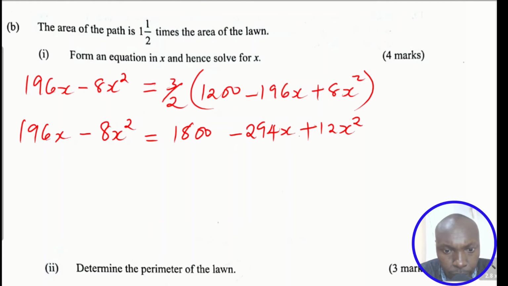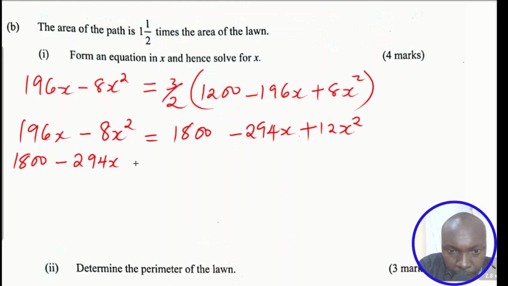We require more space here. So after doing that, you can collect the like terms together, and then you simplify these. So I'm going to begin by collecting these like terms together. That is, I can take everything to the right hand side. So 1800 subtract 294x. I'm taking everything on the left hand side to the right hand side. This one is plus 12x squared. That is the right hand side.